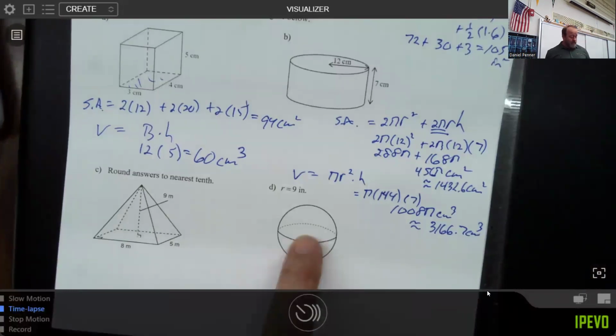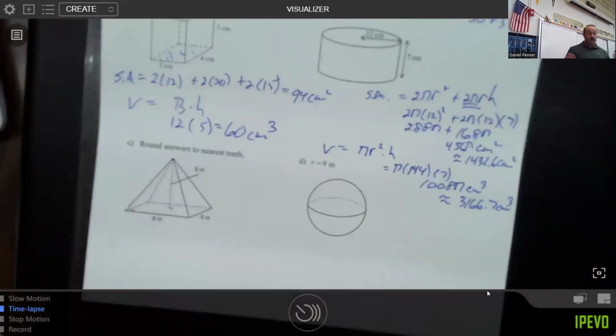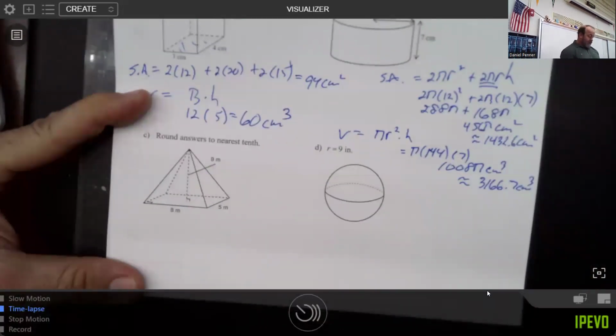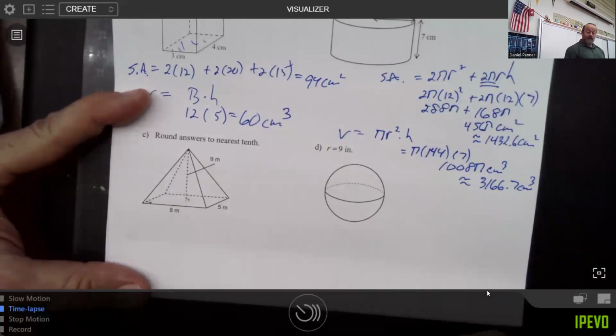All right, making tracks. Letter D is going to be the easy one. Letter C is actually going to be the hard one. This one takes some time. So, okay, here we go. I'm going to start with the volume because I think that's the easy one.